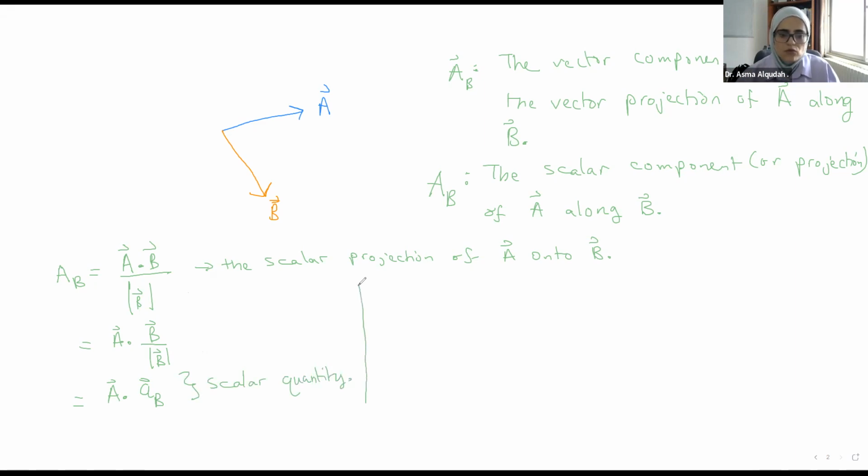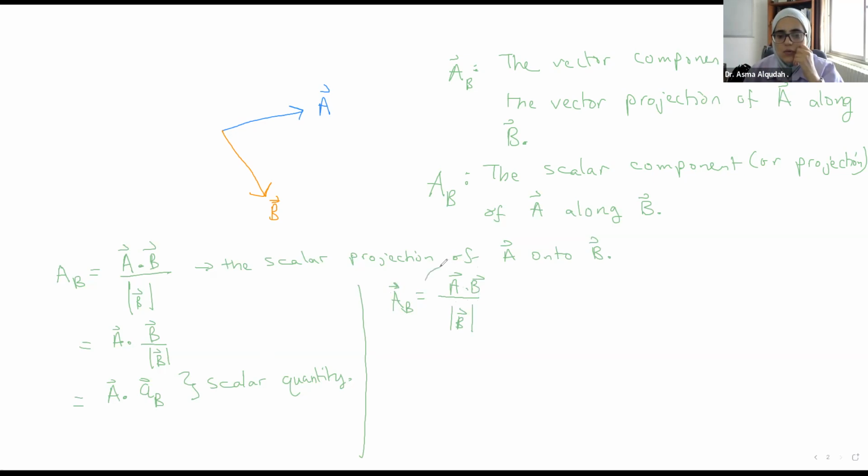Okay, now let's move to the other part, which is the vector projection of A along B, which we notate like this: A sub B, and we indicate that it's a vector. So the vector projection of A along B is equal to what? It is equal to A dot B divided by the magnitude of B. Up to this point, we have a scalar quantity.